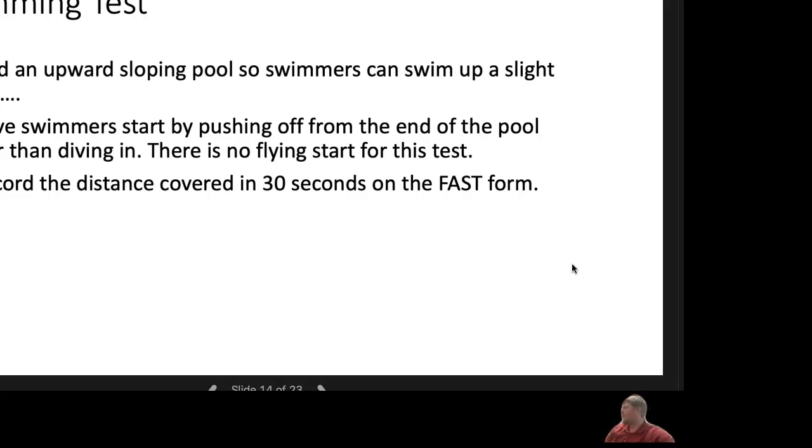Nobody paying attention. Think about that for a second. Find a pool with an upward sloping water. Thank you. That was my one joke for this entire class.